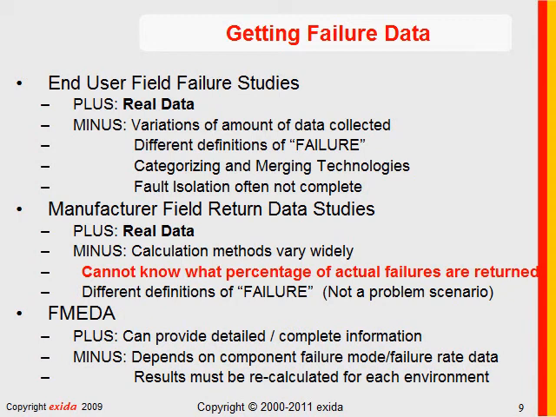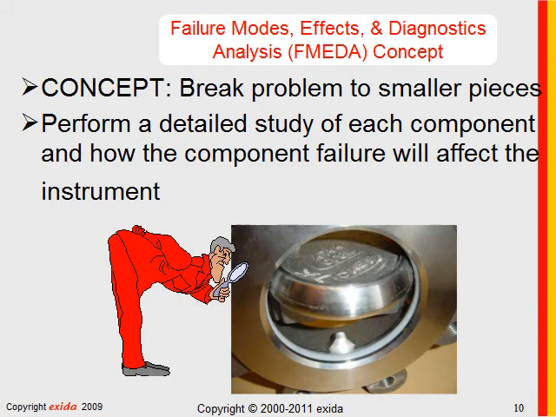Third data source, an FMEDA. The plus about an FMEDA is it can provide very detailed and complete information. The negative about an FMEDA is that it depends on the component failure mode and failure rate data. And results, of course, must be recalculated for any given environment. So we have three sources, and they all have pluses and minuses. For those of you who don't know what an FMEDA is, it stands for Failure Mode Effect and Diagnostic Analysis.